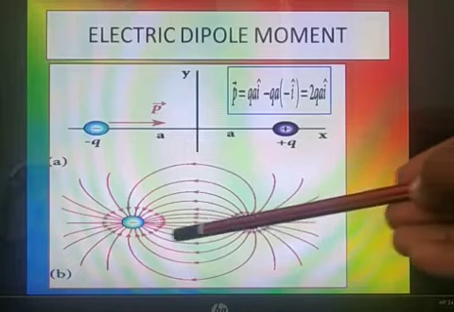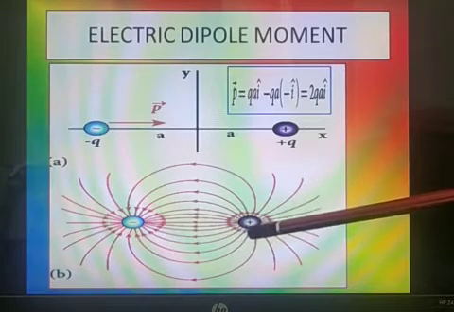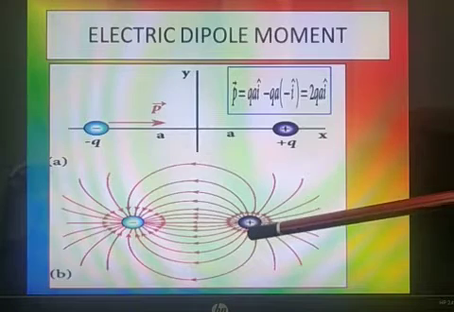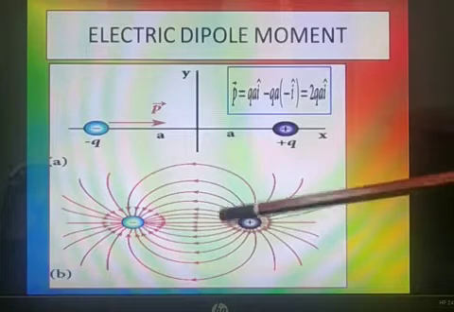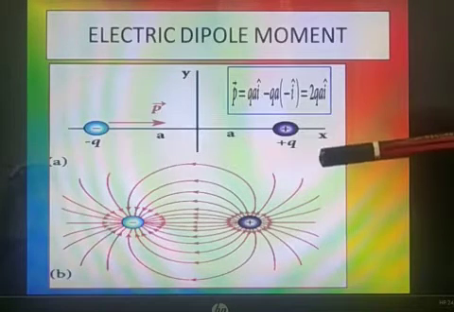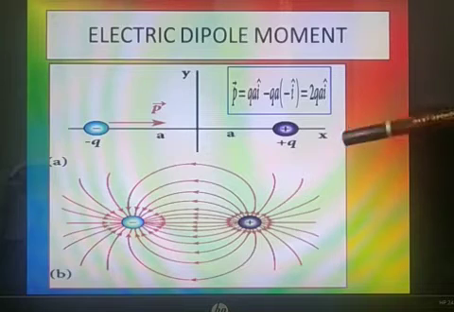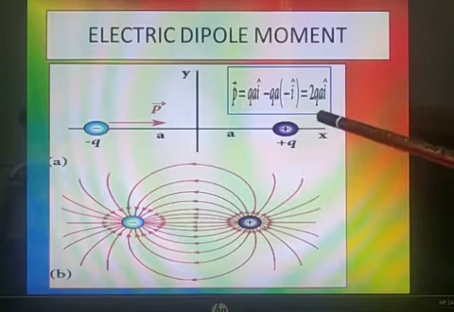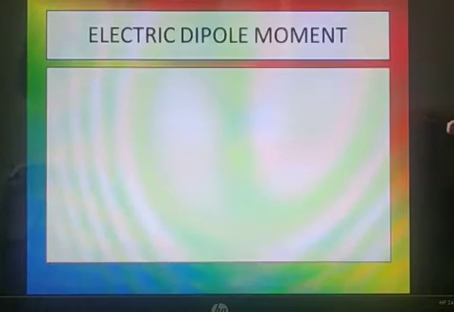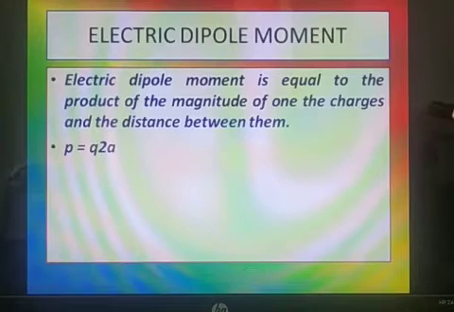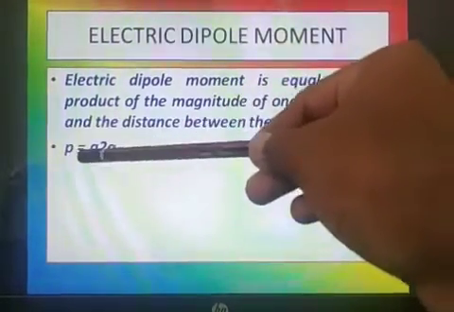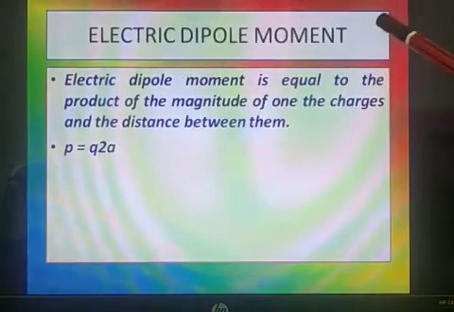This is an example of an electric dipole producing electric field lines. We know that electric field lines always start from a positive charge and end at a negative charge. That is shown in the second diagram. So the strength of an electric dipole can be calculated using the electric dipole moment. That formula is 2q a i cap. By definition, the electric dipole moment is equal to the product of the magnitude of one of the charges and the distance between them. That formula is p vector equals q times 2a with p cap.